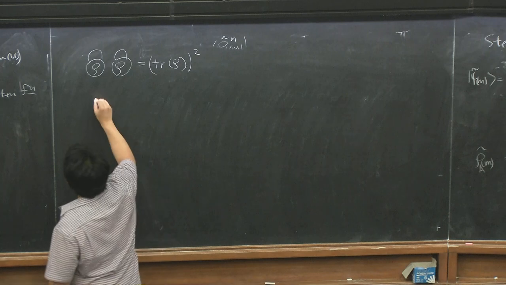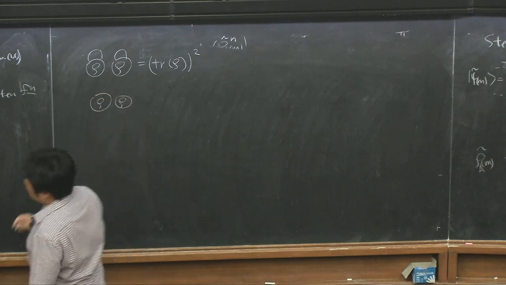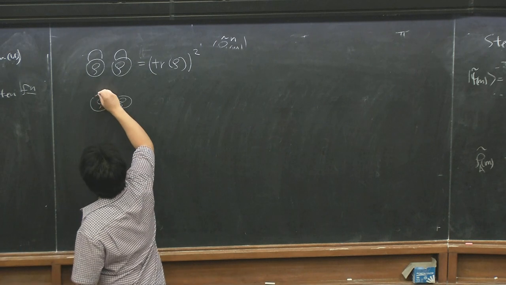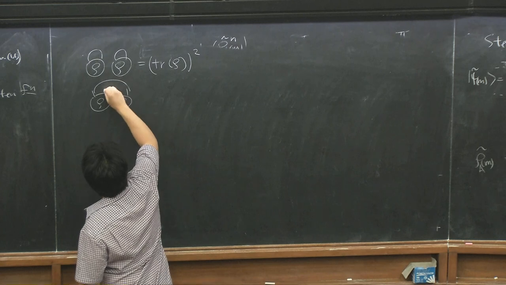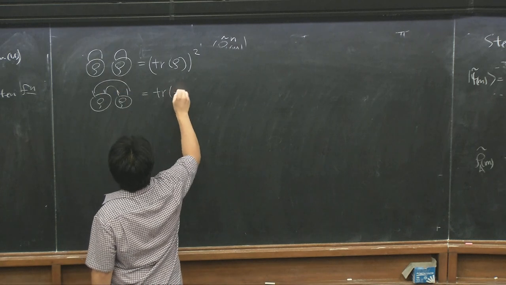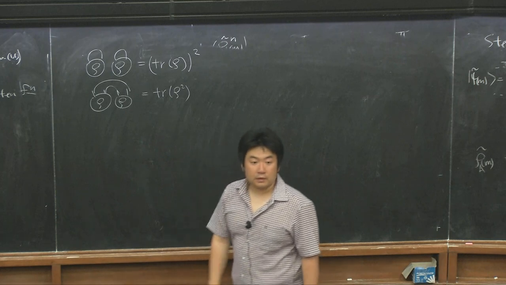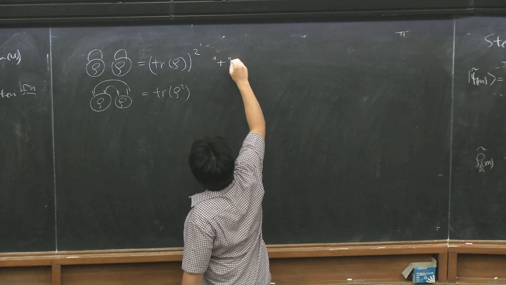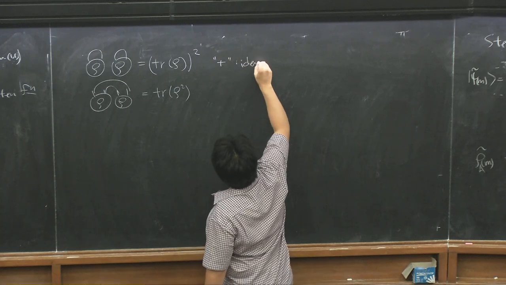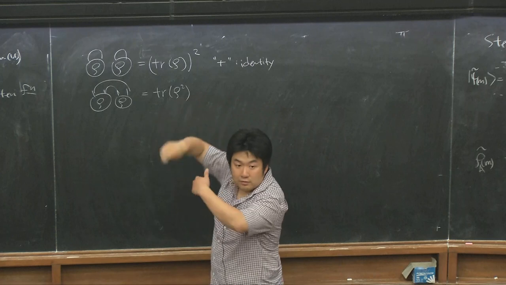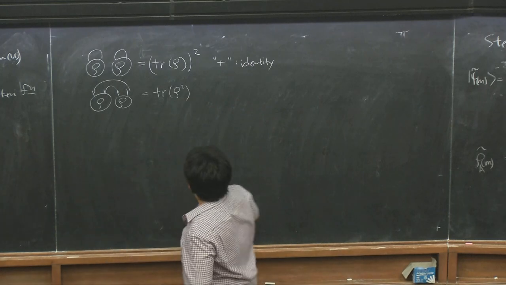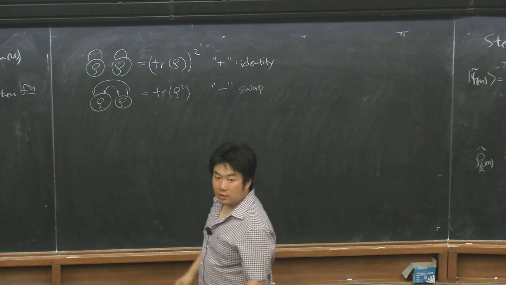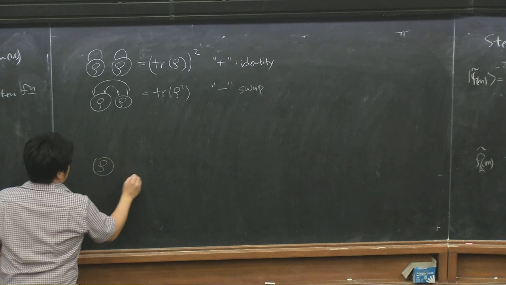But if you have a copy of the tensor, like rho and rho, and then contract with the sigma equal minus case, that's like contracting in this way. That's equal to the trace of rho squared. It's the purity. So this identity component, this plus component, is sometimes called identity, just tracing out whatever comes in. And this minus component is called a swap component in the literature.